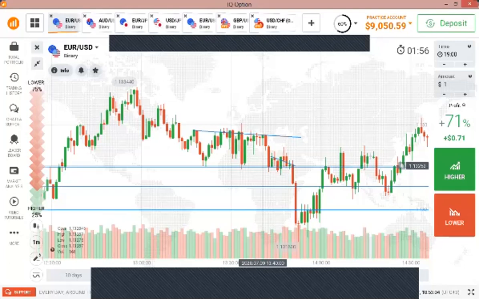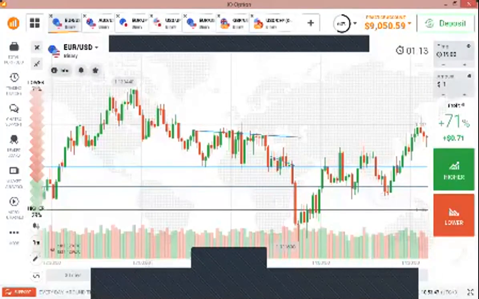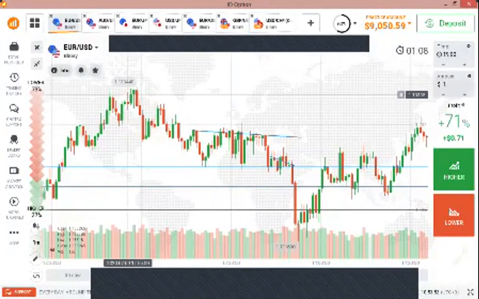Okay, let's say this is a downtrend and you want to follow it. In this kind of situation, you cannot use a 1 minute expiry time, though you can use a 1 minute candle. If you want to trade following the trend, you need to set the expiry time to 4 or 5 minutes.